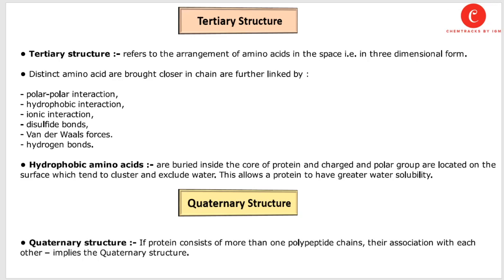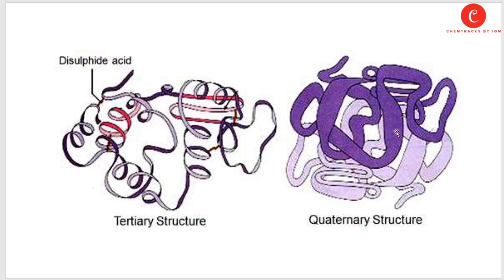The higher one is quaternary structure. If a protein consists of more than one polypeptide chain, their association with each other implies a quaternary structure. For example, this is a quaternary structure, and you can observe two different colors. These purple and light purple colors are basically showing two polypeptide chains. So this is quaternary structure, and this is a folded structure of protein.